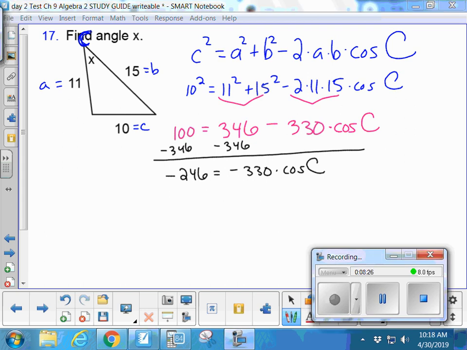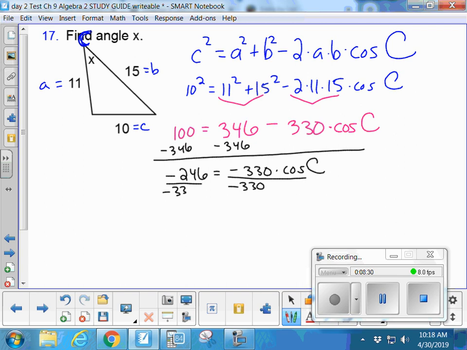All right, let's move this negative 330 by dividing at this point. And that's when we'll get what cosine C equals. So it'll probably be a little tiny, cute little decimal. It's 0.745454544. There's lots of 4s and 5s.